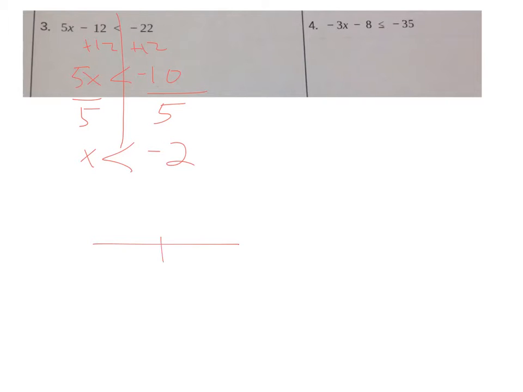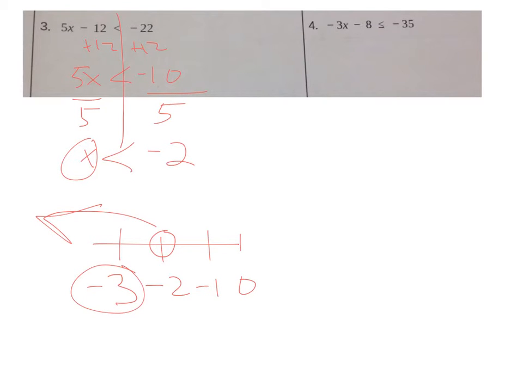So now at this point, you're at negative 2. You have negative 3 over here, negative 1, 0 over here. This is an open circle at negative 2 because there's no line underneath it. So it's open. And we are going to say what numbers are less than negative 2. The numbers that are less than negative 2 are negative 3, negative 4, and so on. So it's going to the left.